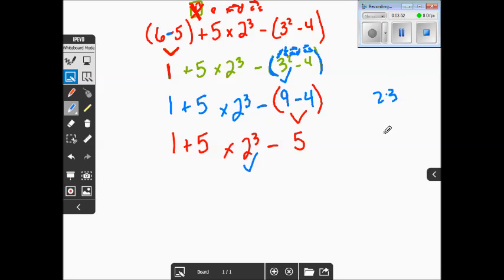It's not 2 times 3, it's 2 times 2 times 2. 2 times 2 is 4, times 2 would be 8. So now we're going to do that. Then I'm going to bring down everything: 1 plus 5 times 8 minus 5.